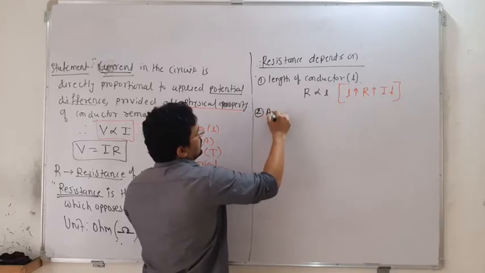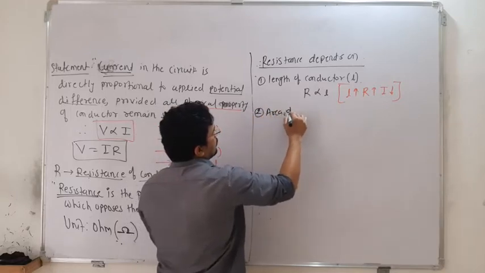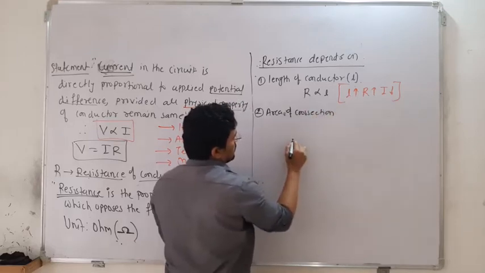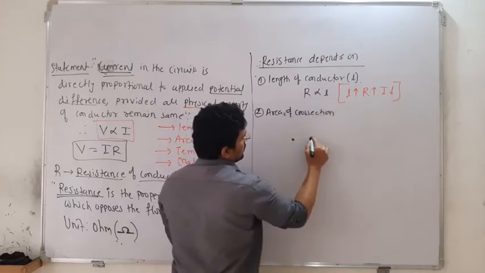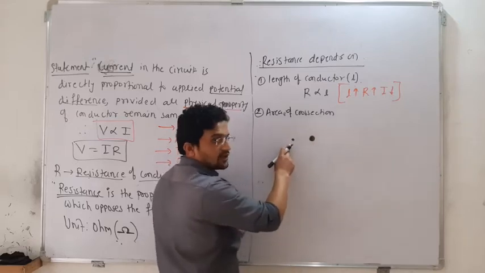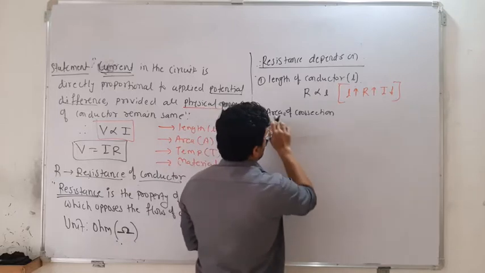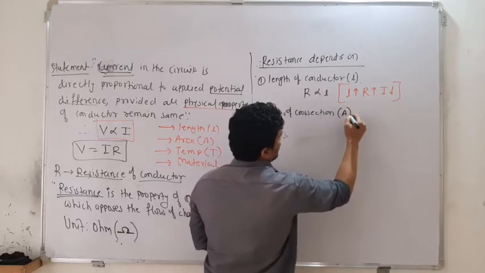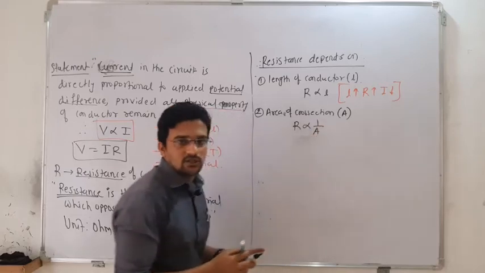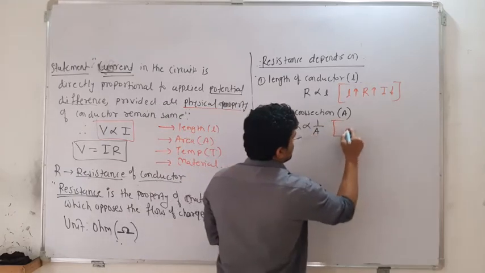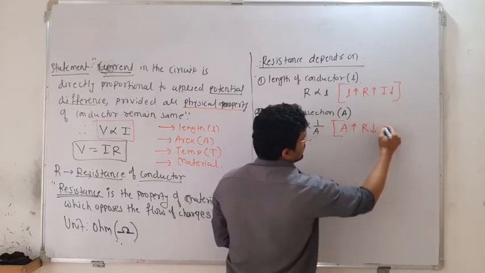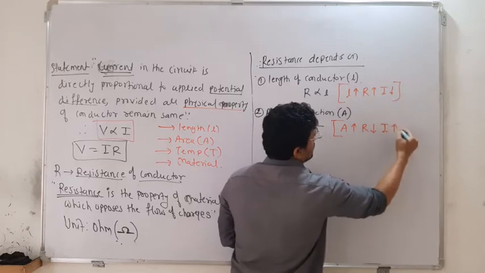The second one is the area of cross section of the wire, A. Maybe the wire is this thick, or maybe it is this thick. In both cases the current will be different and the resistance is also different. Here resistance is inversely proportional to A. It means if area increases, resistance decreases, and if the resistance decreases, current will be maximum.